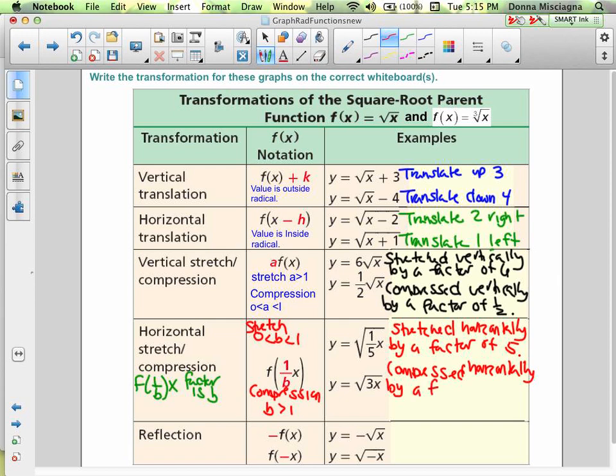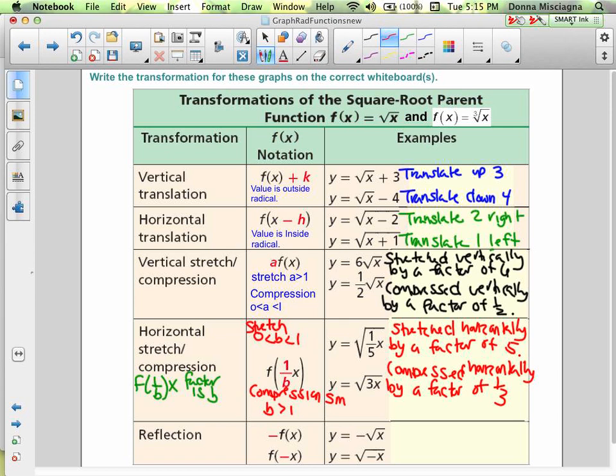By a factor of 1/3. It's going to grow 1/3 as slowly than it did before, because I don't need as big of values. So I could just plug in a little 1/3 and I'm going to get to 1. And so actually it's compressing it horizontally because I need smaller x values.